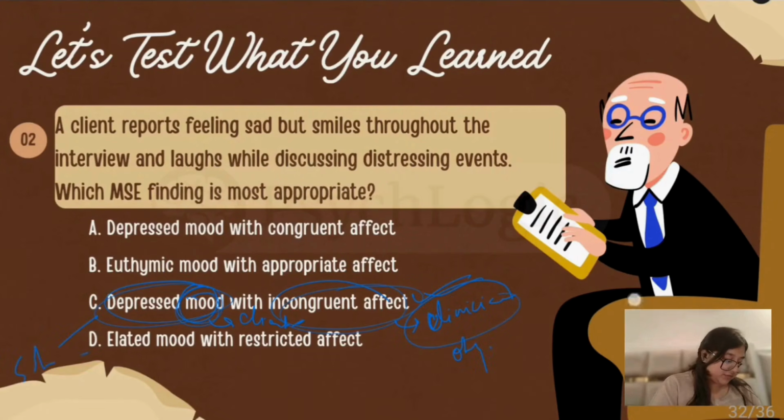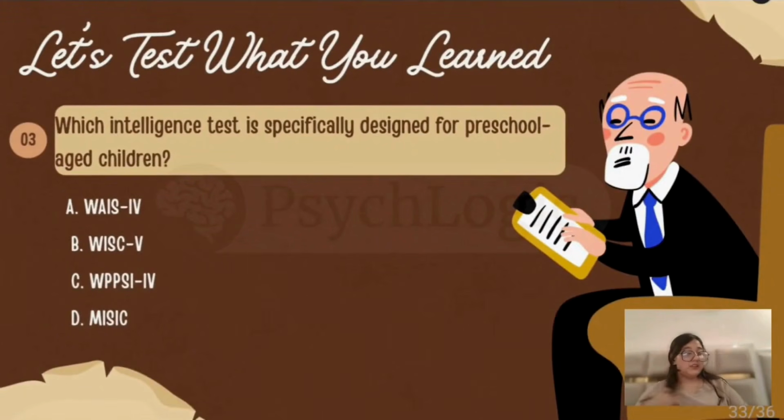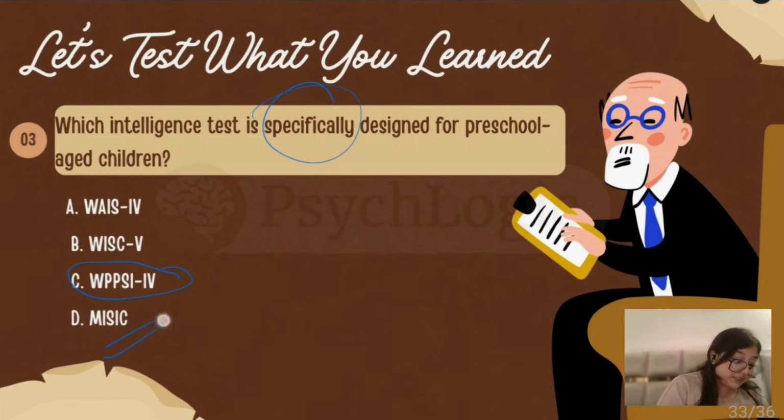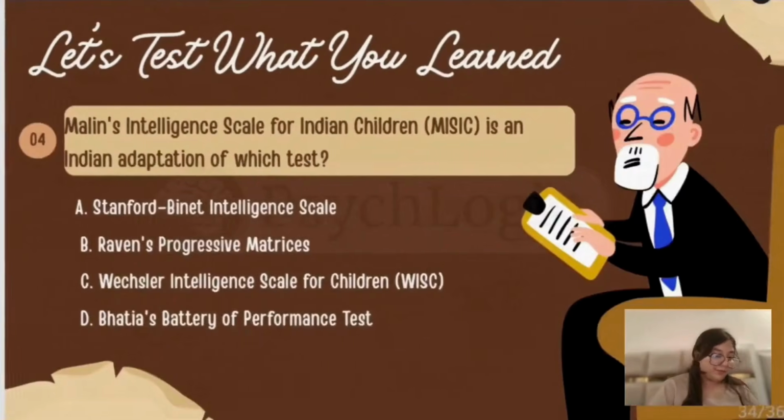Objective and subjective. Okay. Third is, which intelligence test is specifically designed for preschool-aged children? A. WAIS-IV, B. WISC-V, C. WPPSI-IV, and D. MISIC. The answer would be WPPSI-IV. Remember the word specifically. Yes, MISIC can be used, but specifically designed for it is WPPSI-IV.